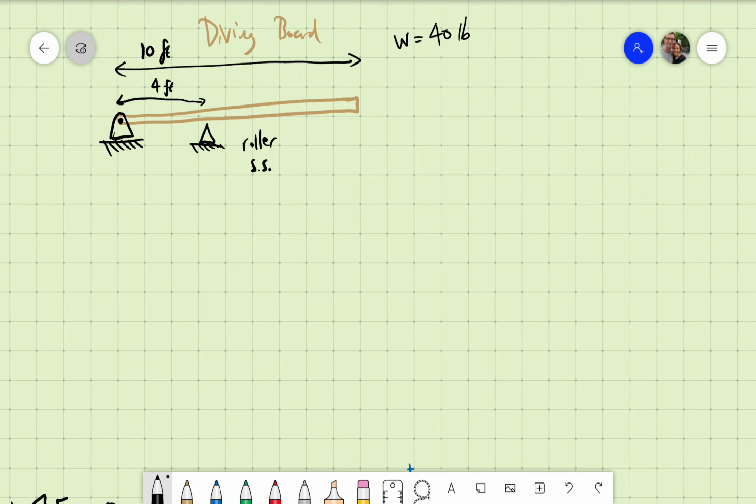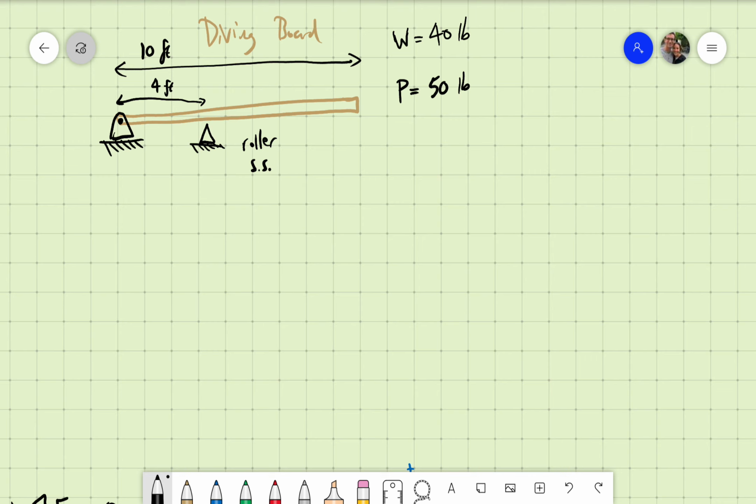So let's start to... actually, you know what? I'm going to add one more thing too. So the weight of the board itself is 40, but I'm going to put a person. Let's use P for the person's weight. A person of weight 50 pounds. And this person is going to be standing 2 feet in from the left. Okay, so let's start to sketch these things.